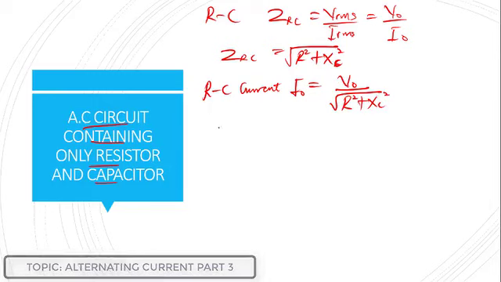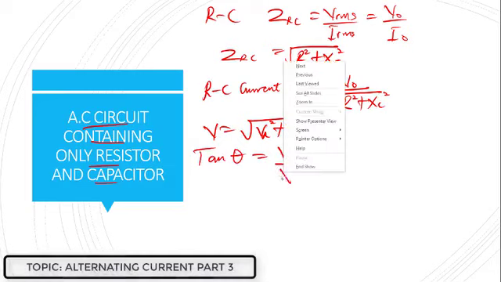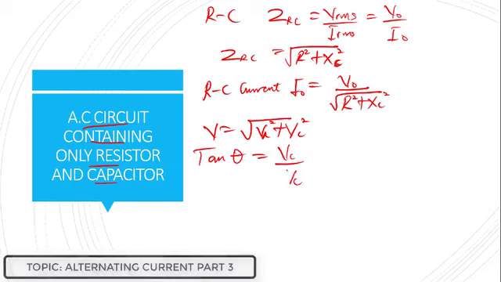And then the effective or total voltage in an RC circuit is given by the square root of the voltage across the resistor squared plus the voltage across the capacitor squared. And of course, the angle of the current relative to the applied voltage, tan theta, is given by the voltage across the capacitor over the voltage across the resistor.